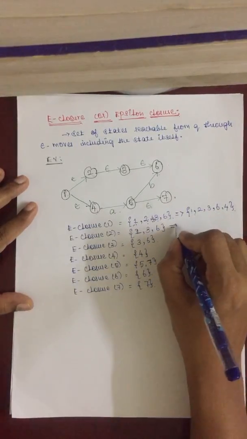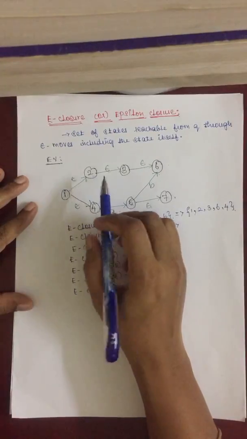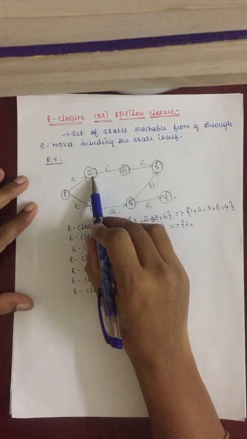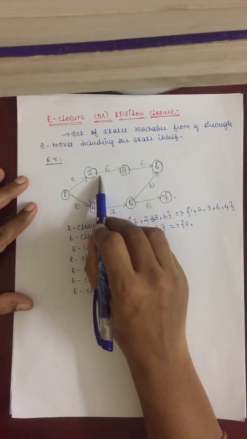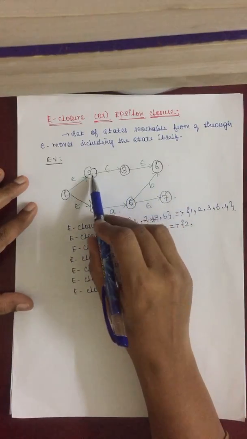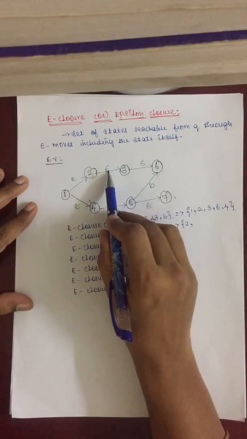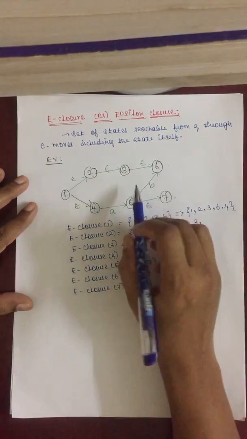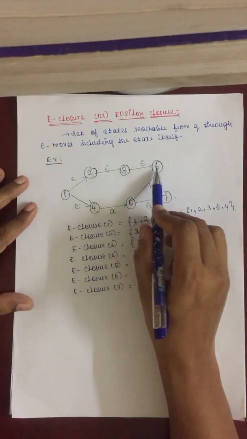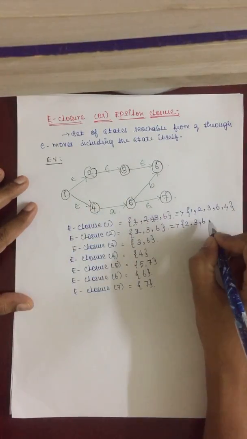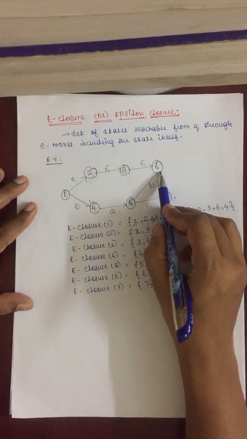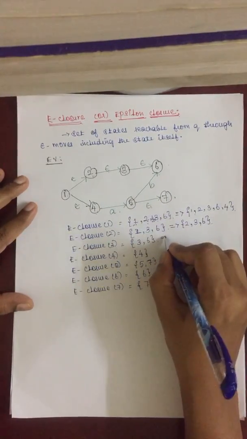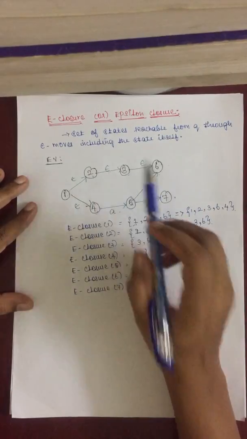Then the epsilon closure for the state 2. Always include the state itself, and also write the epsilon moves possible from the current state. From the state 2 with epsilon it is going to the state 3, so include the state 3. Then from the state 3 with epsilon it is going to the state 6. From the state 6 there is no epsilon transition available, so you can close the set.